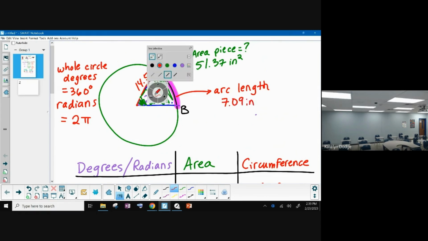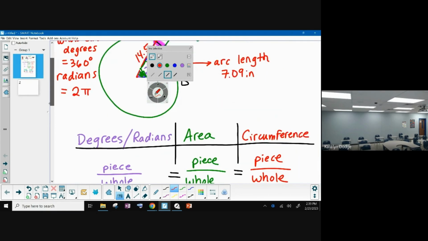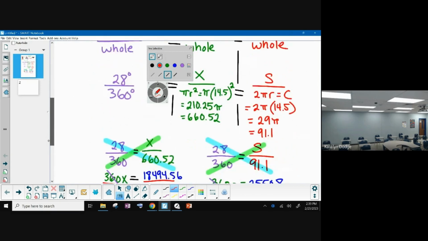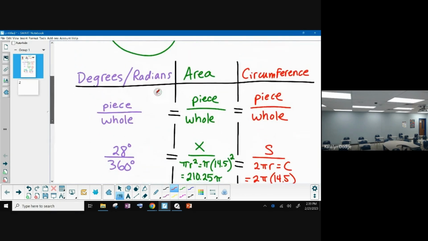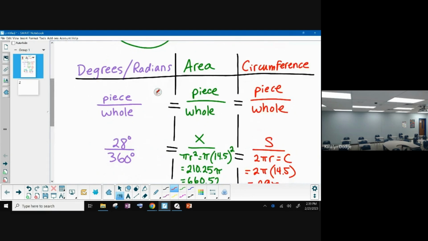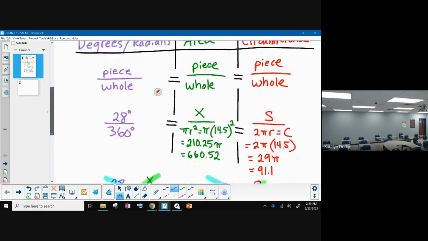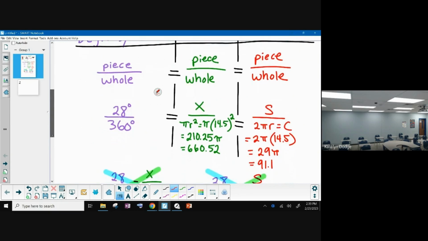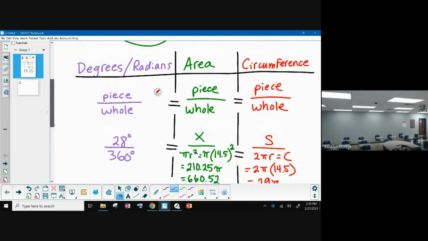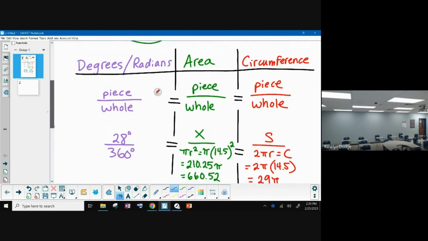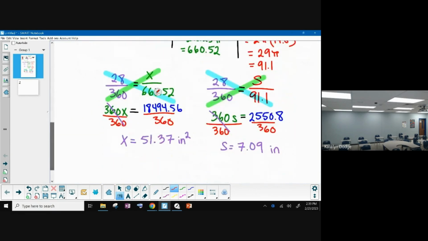7.09 inches. So there's a way to solve two pieces of missing information using the same formula, piece over whole equals piece over whole. This I find to be super easy to remember instead of the formulas that do give you the answer in a more straightforward way, but you do have to do a little bit more memorization. This relationship of piece over whole really helps students to understand what's happening on a fundamental level. I would really recommend trying to encourage them to identify what is my piece for this problem, what is my whole, and then we plug it into piece over whole.